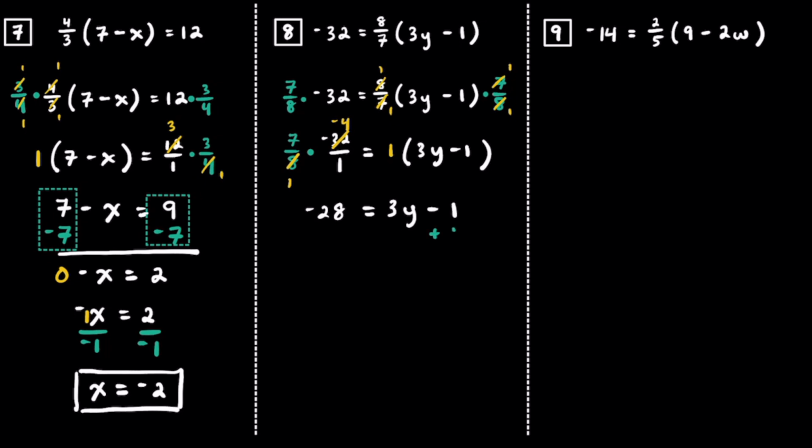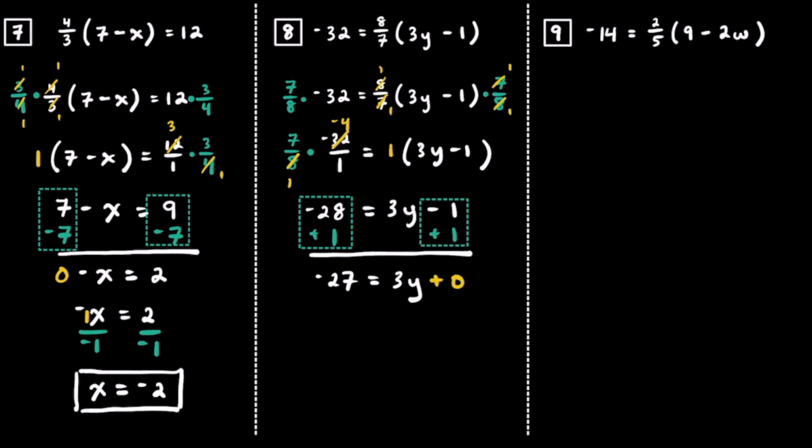We can go ahead and add 1 to both sides. Negative 28 plus 1 is going to be a negative 27 on the left. And on the right side, this negative 1 and positive 1 will combine to make a 0. Then we can go ahead and drop that because it's not really necessary by the identity property. We have negative 27 is equal to 3y, or 3 times y.